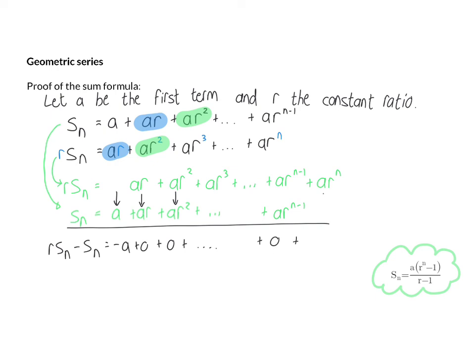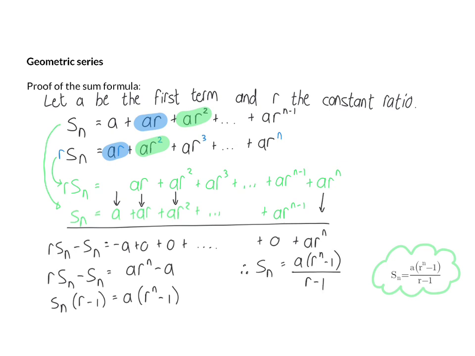And our last term will be ar to the power of n minus 0, which is ar to the power of n. All right, I'm just going to rewrite it. It has ar to the power of n minus A. And now you'll see that the left and right can both be factorized. So on the left, I'm going to take out Sn as my common factor. I'm left with r minus 1. And on the right, I'm going to take A out as a common factor. And I have r to the power of n minus 1. All that's left for me to do is to divide on the right by r minus 1.